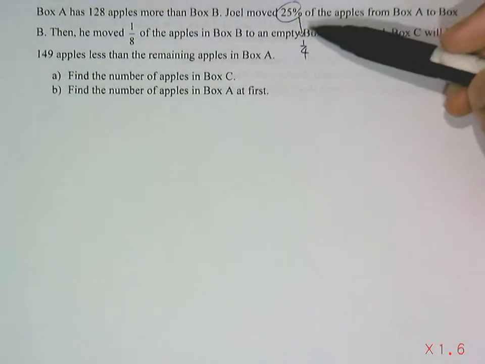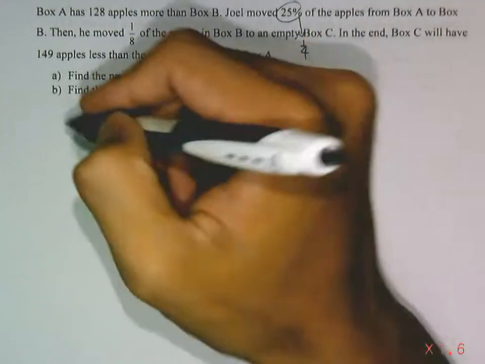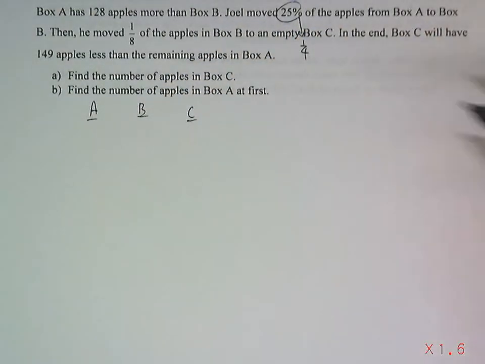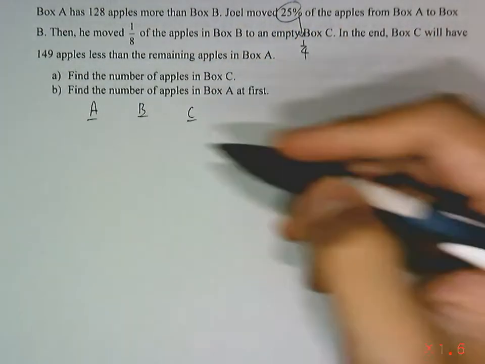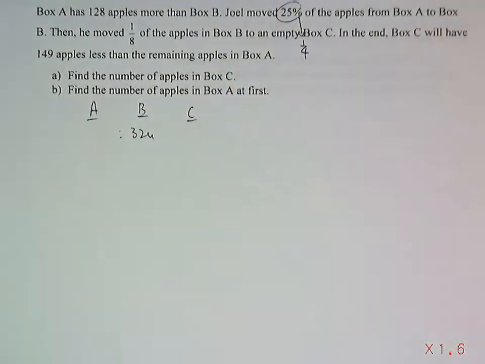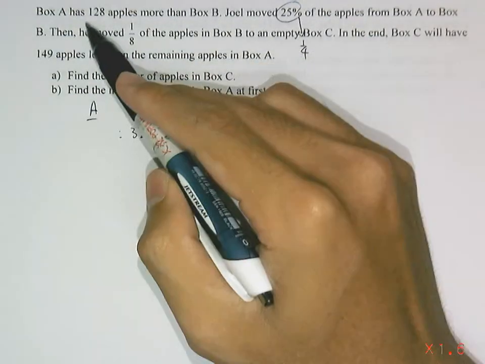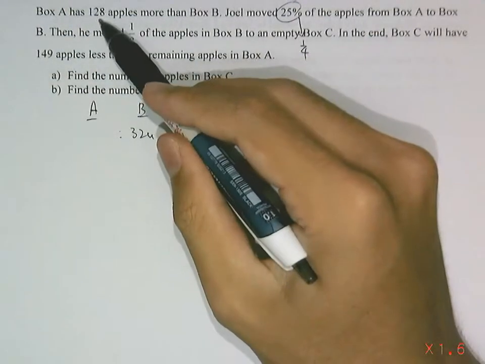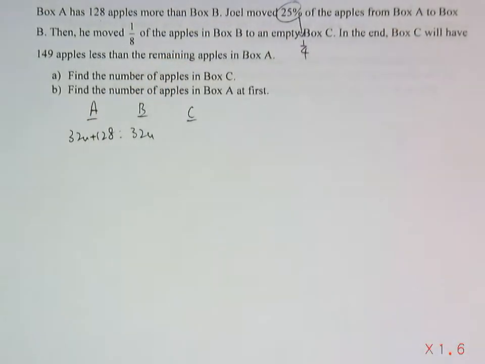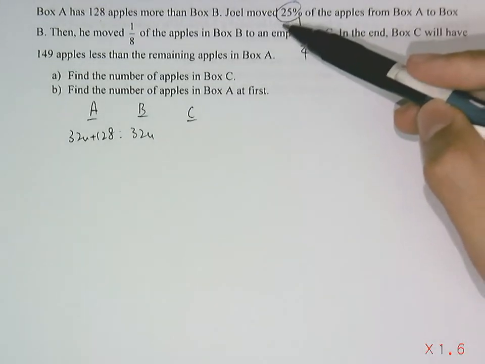So over here, we notice that the first movement involved 1/4, the second movement involved 1/8. So if we have the three boxes over here, A, B, and C, a convenient number would be 4 times 8, which we can set for box B to be 32 units. So if box B started out with 32 units, since box B has fewer apples than box A, box A would have 32 units plus 128.